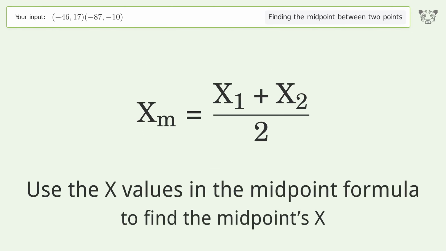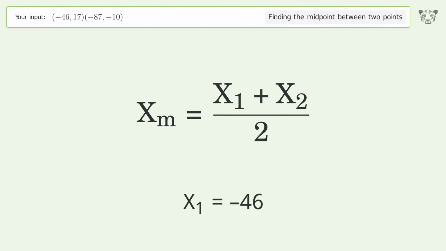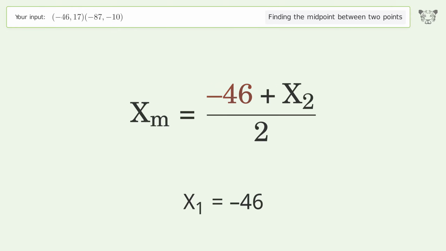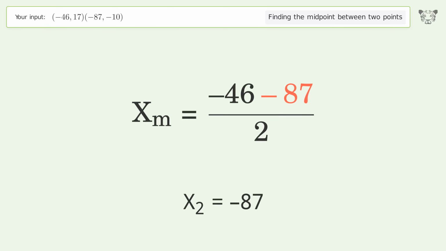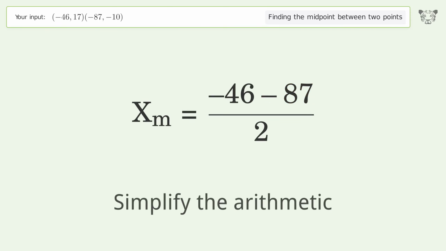Use the x values in the midpoint formula to find the midpoint's x. x1 equals negative 46. x2 equals negative 87. Simplify the arithmetic.